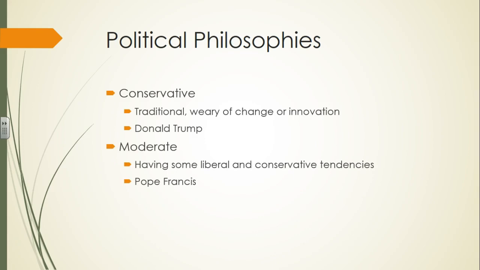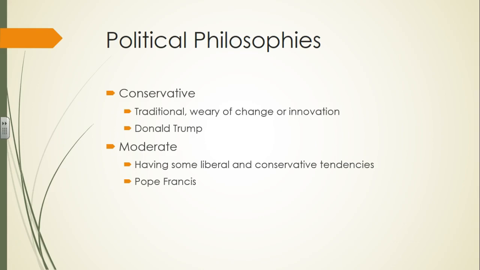A moderate is someone who's got some liberal tendencies, which we'll talk about in just a second, and some conservative tendencies as well. So on some issues, they're very, very liberal. On some issues, they're very, very conservative. A good example of a moderate political leader today would be Pope Francis, because technically he is a political leader. He leads the Vatican, which is the world's smallest country.